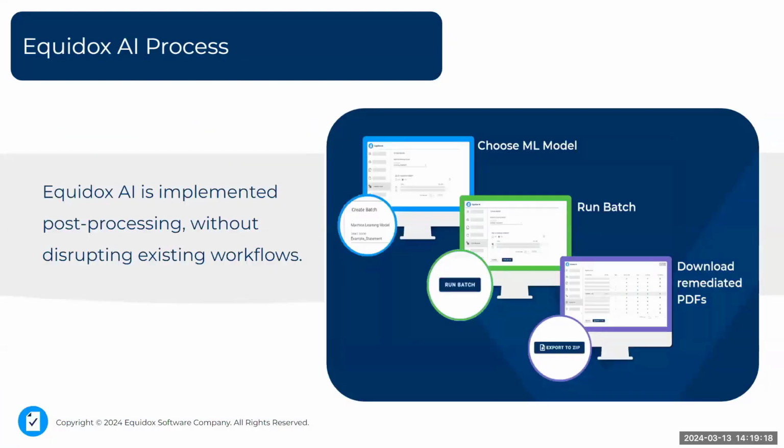Just one more thing to note, Equidox AI is tagging the PDFs at the post-processing stage, which you will see during the demonstration. What I mean by that is that these PDFs are already created, and we are applying the accessibility as a final step before they are publicly distributed.